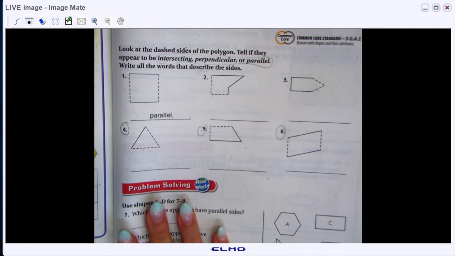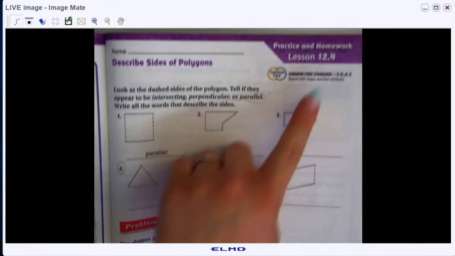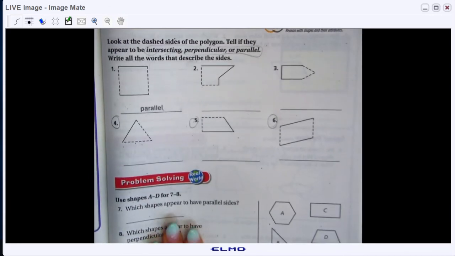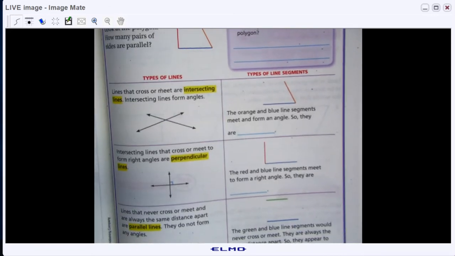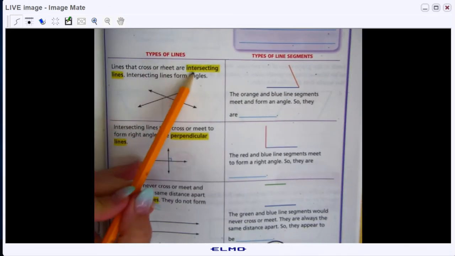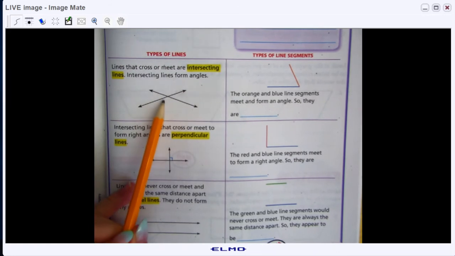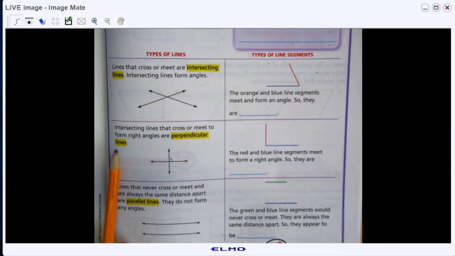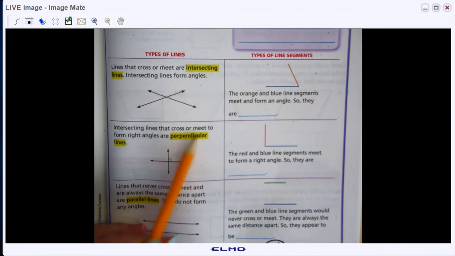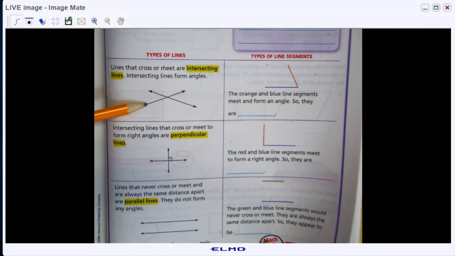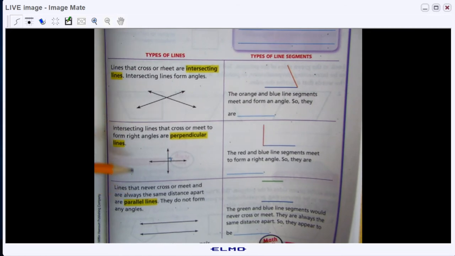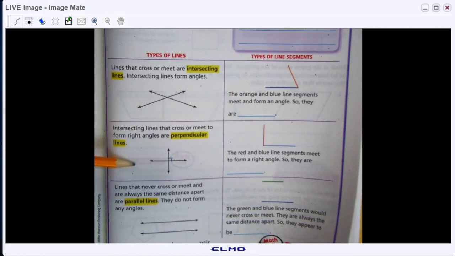Now, if you forgot what those words meant or what those pairs of lines look like, could we go back and refer to lesson 12.4? Yeah. We're going to go back to 12.4, to that beginning page, and it even shows you what exactly they look like. Intersecting lines cross or meet. Perpendicular lines are intersecting lines that cross or meet to form a right angle. Remember, that's the difference between these two. This doesn't form a right angle and crosses. This crosses and forms a right angle.